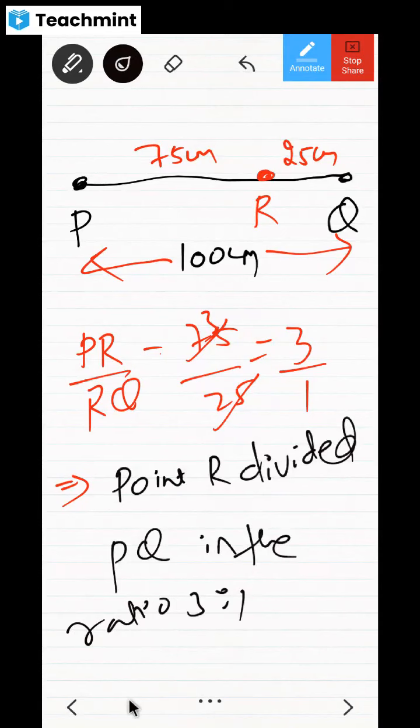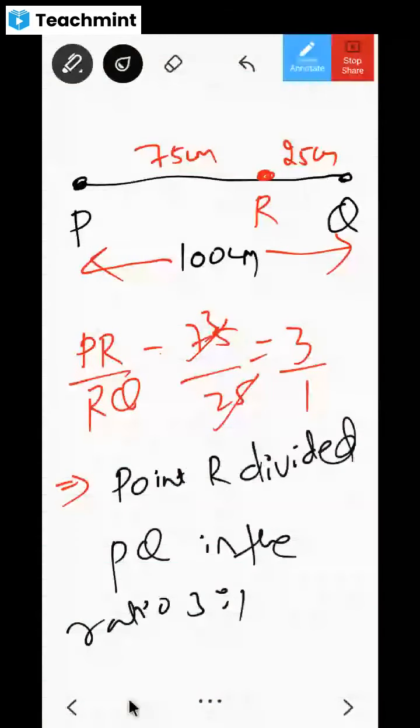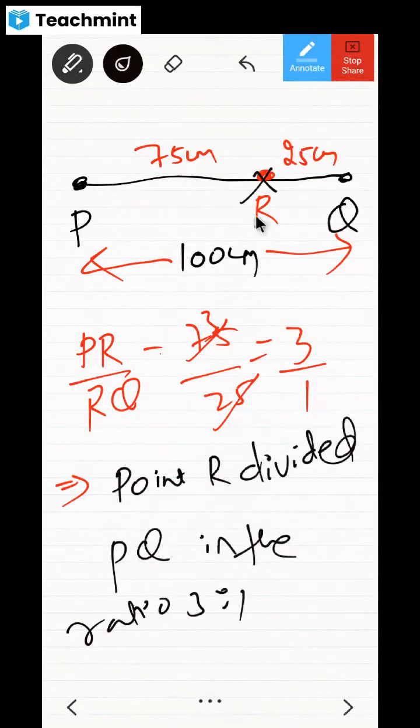If everybody is understanding what I'm saying, all of you say yes. Yes, sir. Okay, so thank you. So this is like 3 parts. Look at this. This is 3 parts, and this is 1 part. 25 threes are 75. So 3:1. Understood? 3:1. Clear? Yes, sir.